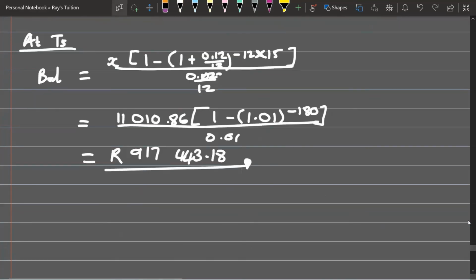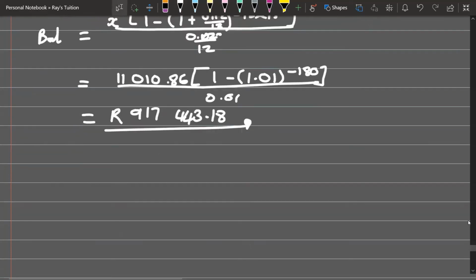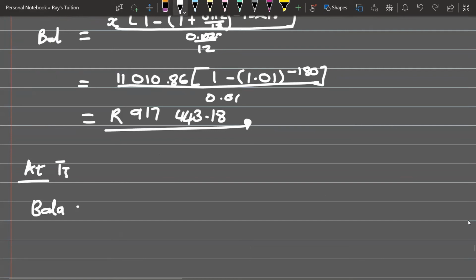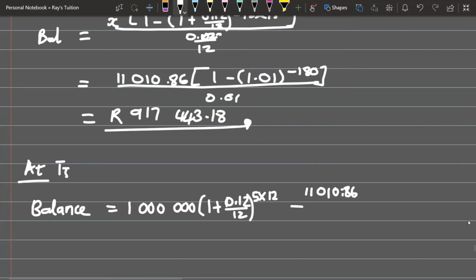Let us try the same one. Let us try the first method. So using the present value, we want the balance of the loan. So at time 5, the balance in the first method is taking the loan amount, so 1 million, and adding the interest it would have accumulated. And then subtracting the future value. So the future value formula I'm putting in here, of the payments that he's made, so 5 times 12, all over the interest rate.